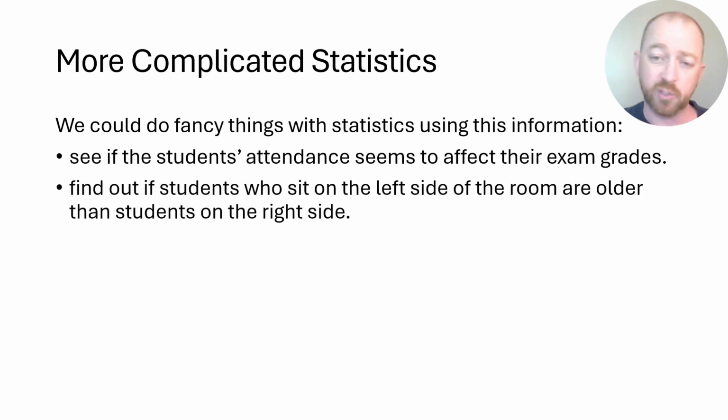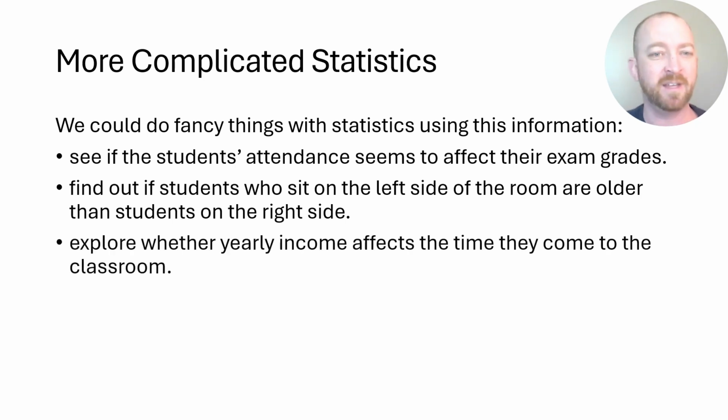Maybe I want to see if students who sit on the left side of the classroom are older than the students who sit on the right side of the classroom, or vice versa. I can also do that with statistics. That would be something you'd probably use a t-test for. But again, I'll talk about that later. Maybe I think that their yearly income affects the time they come to the classroom.